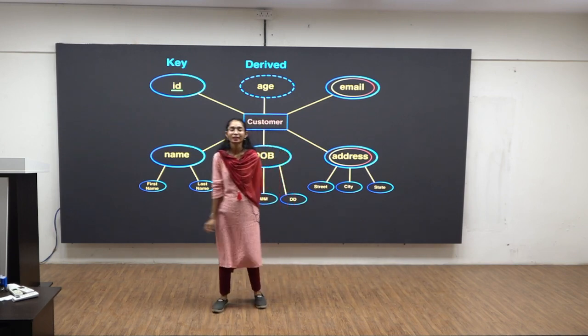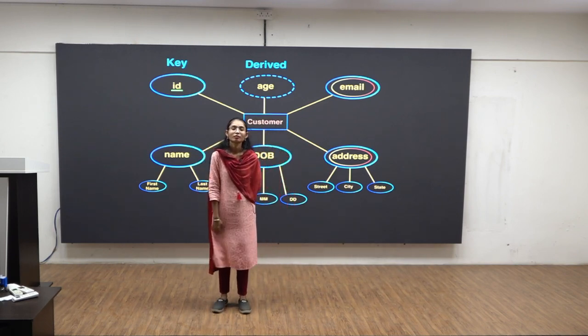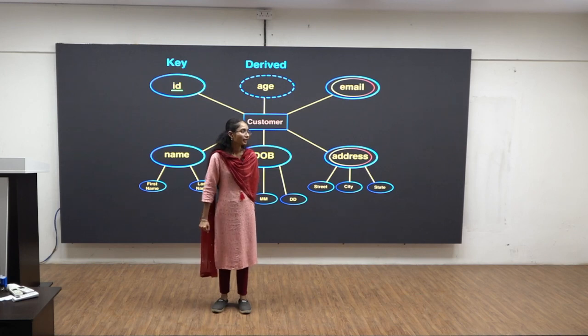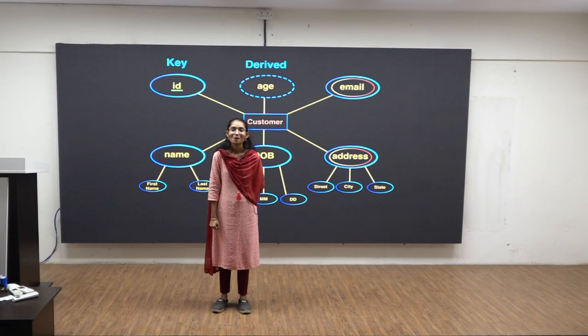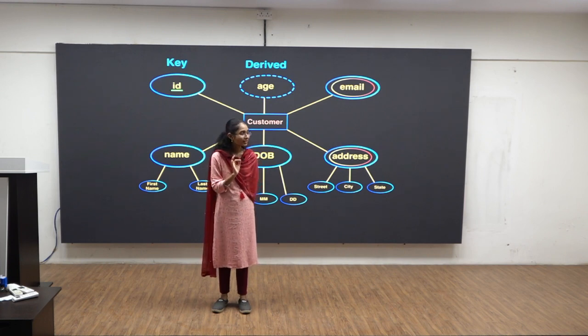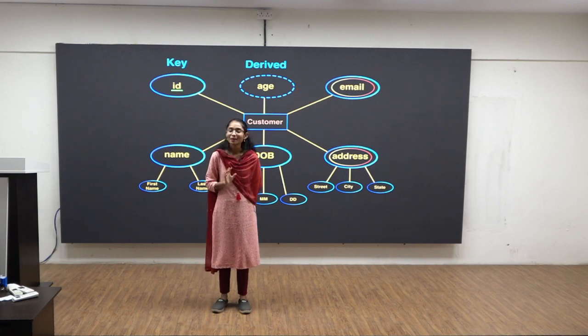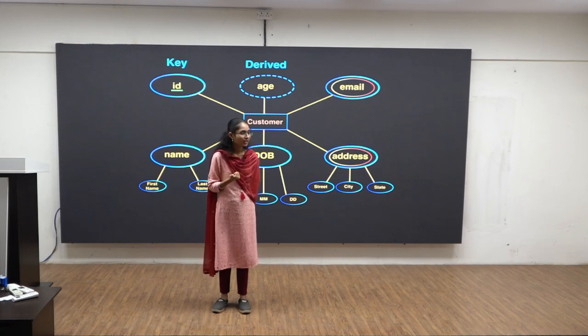So tell me, what is an entity? Example for entity. What is the representation for entity? Rectangular. How many types of attributes do we have? What are those? Simple.